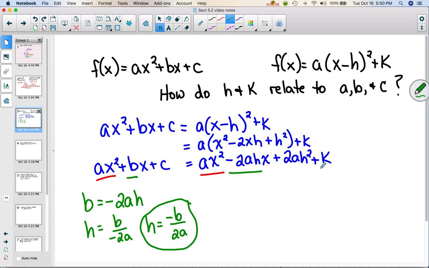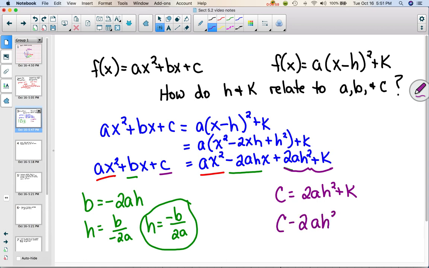The other thing I think is interesting is this whole, let me change colors again. This whole piece right here does not have a variable in it, does not have an x in it. So that is c. So c is this 2ah squared plus k. So if you wanted to know the y-coordinate of the vertex, you could actually just take c minus 2ah squared.